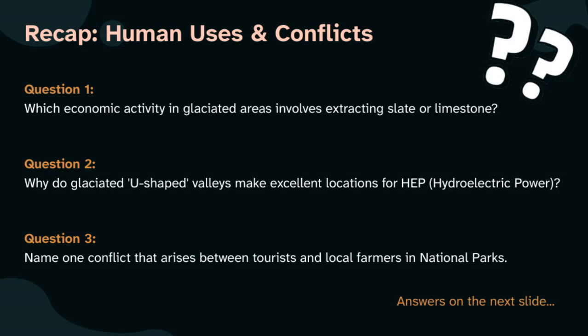Before we move fully into climate change, let's quickly recap our previous learning on human uses and conflicts in glaciated areas. Question 1. Which economic activity in glaciated areas involves extracting slate or limestone? Question 2. Why do glaciated U-shaped valleys make excellent locations for HEP, or hydroelectric power? Question 3. Name one conflict that arises between tourists and local farmers in national parks.